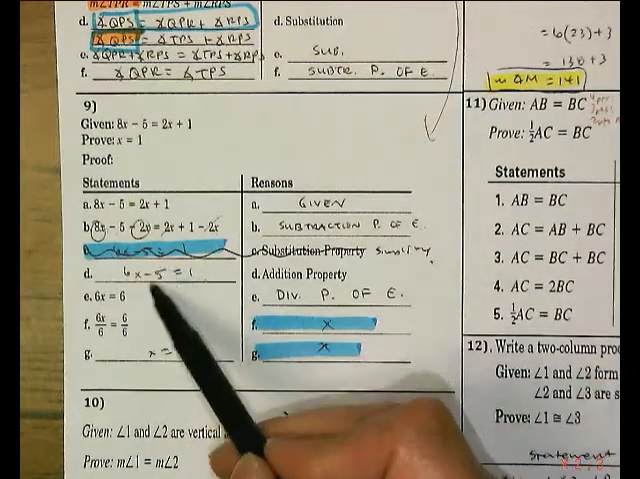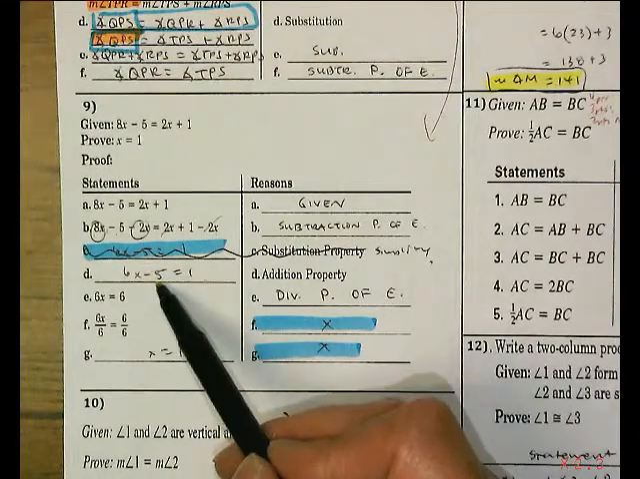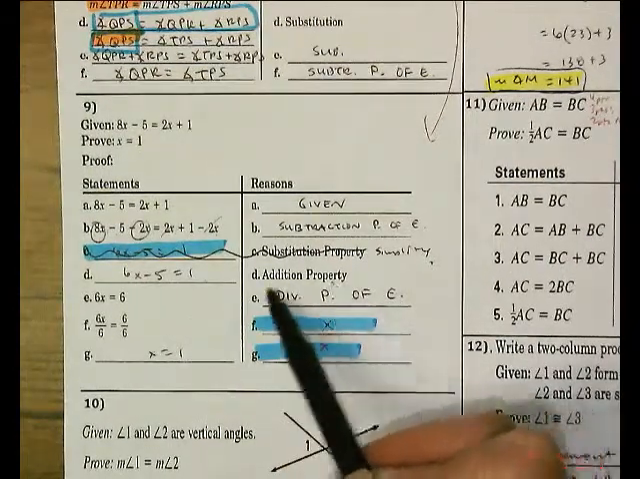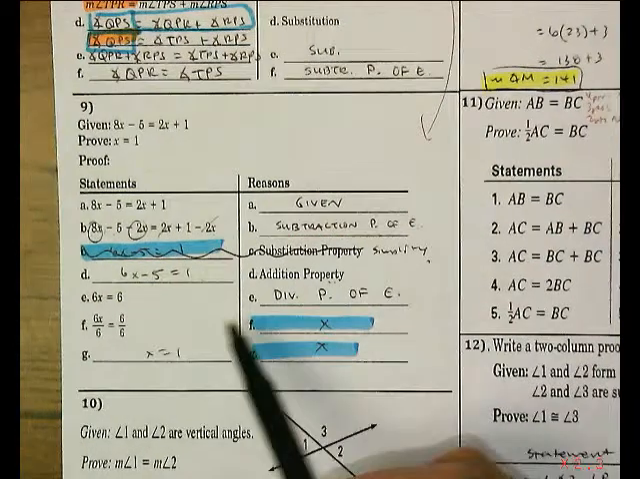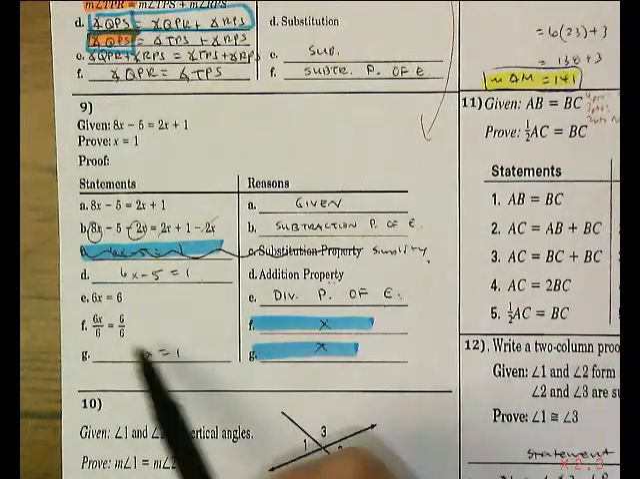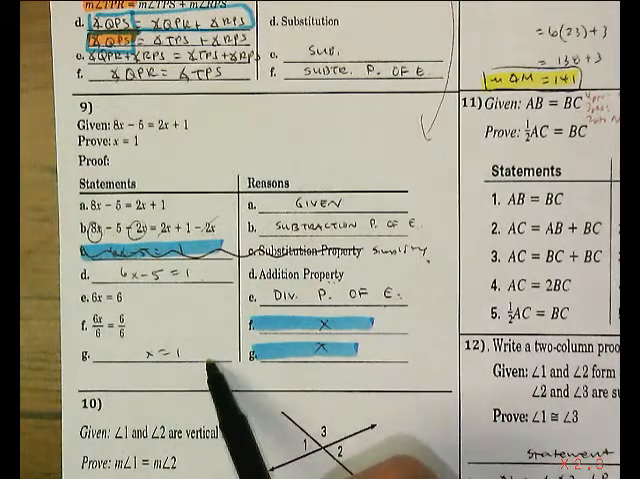Then to move this minus 5, you're going to add 5 to both sides. That's addition property of equality. And to get rid of that 6, you'll divide both sides by 6, division property of equality. There it is, and you get x equals 1.